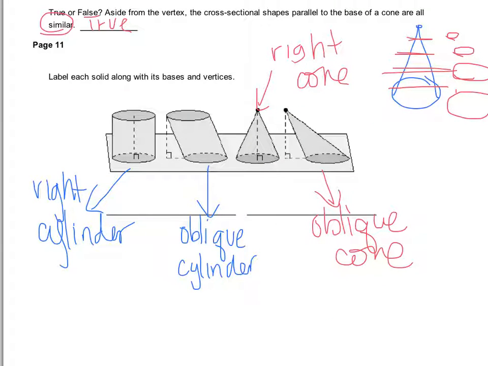So I'm going to color all the bases in blue. You may want to get a blue marker, or you can label these as your bases. It doesn't matter. And it asks you to label the vertices. Well, vertices, I'm going to label those in purple. So vertices are points. Well, cylinders do not have vertices. Only cones have vertices, and they only have one vertex, technically.